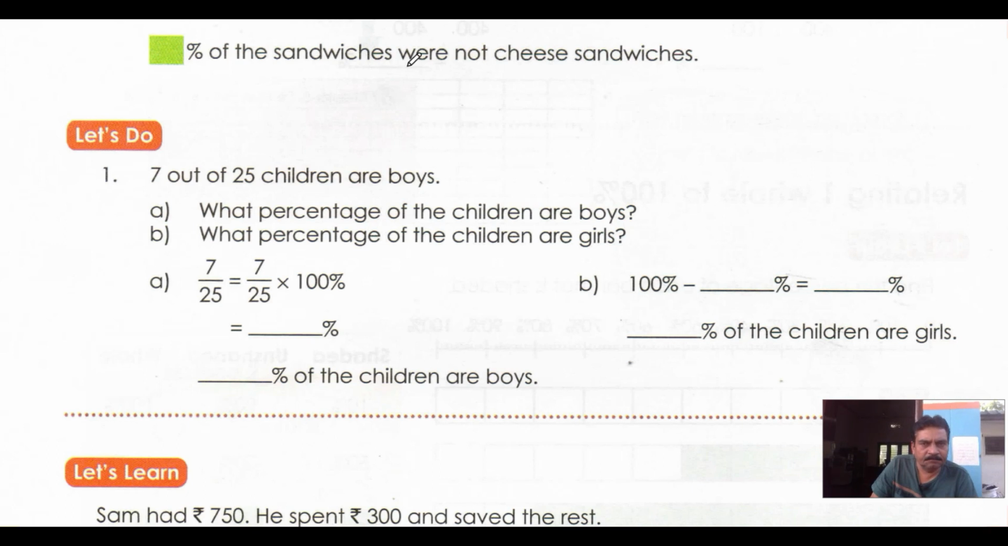Let's see. 7 out of 25 children are boys.